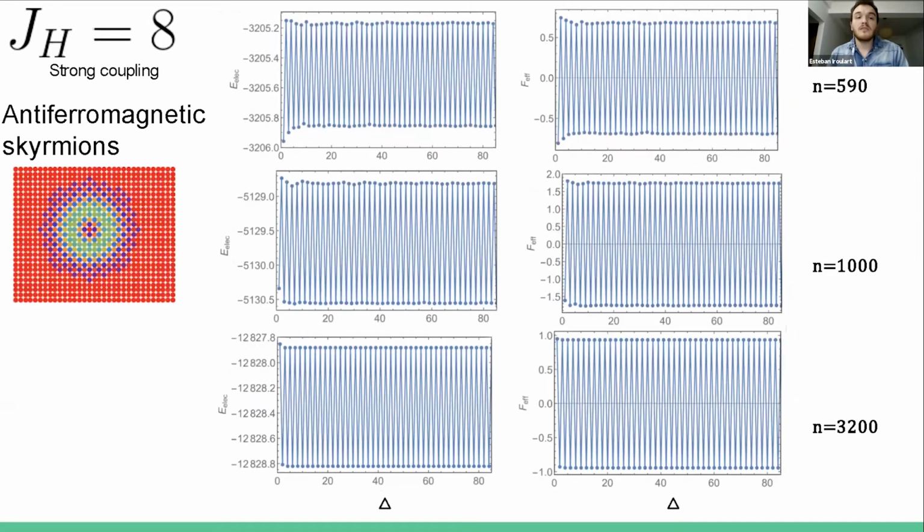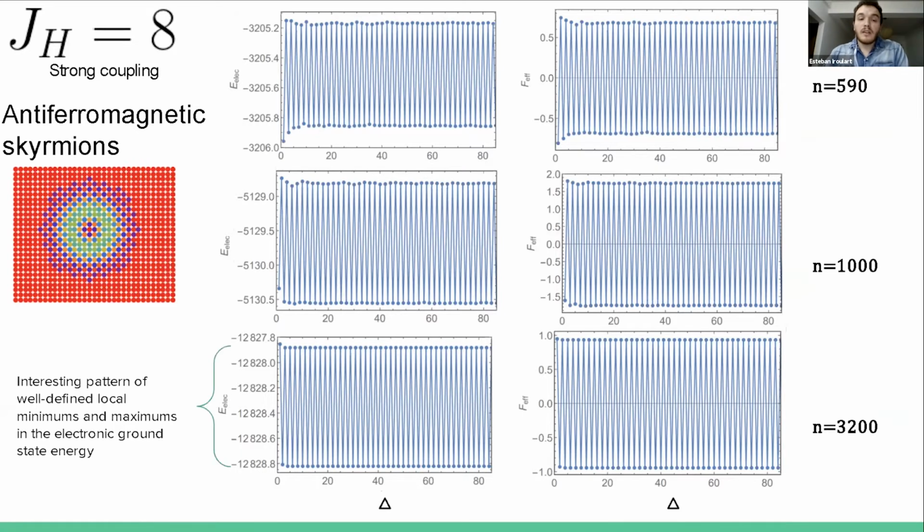The most remarkable result, perhaps, of our work was the one we obtained in the higher filling region for the strong coupling limit in antiferromagnetic skyrmions. We see this interesting pattern of well-defined local maximums and minimums that again could be very useful if we could create the antiferromagnetic skyrmions and separate them at this many distance delta, for example, in the application in an electronic device, as I mentioned before.